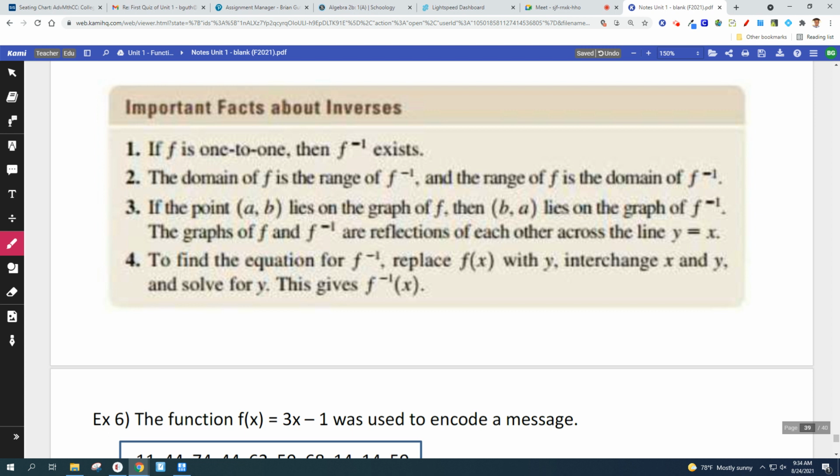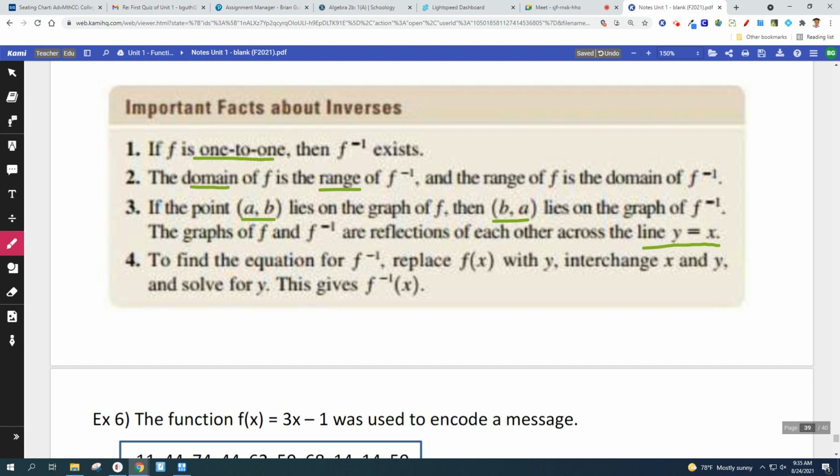Important facts about inverses: if f is 1 to 1, then the inverse exists. The domain of f is the range of f inverse, and the range of f is the domain of f inverse. If you think about it, domain is the x's and range is the y's, so all that's saying is switch your x's and y's. I know it's complicated to read, but that's what it's saying. Similarly, if the point (a, b) lies on the graph of f, then (b, a) lies on the graph of f inverse. That's the same deal. You're switching the x and y's. The graphs of these two things are reflections of each other across the line y equals x. That's what we just did.